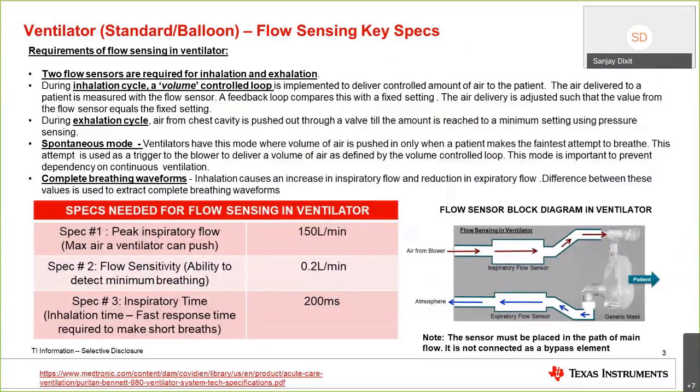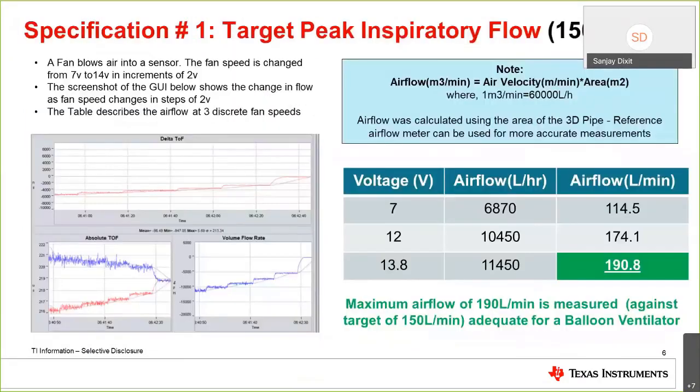So we talk about the specs, and our main spec was peak inspiratory flow. It should be able to measure 150 liters per minute for breathing. So we blew air from a fan into the flow sensor and into the pipe, and we increased the speed in steps. This is the GUI reading of the volume, the flow rate. As you see, we are increasing the fan speed here, and you can see that the flow is actually increasing. At about 13.8 volts from the fan, we measured an airflow of 190.8 liters per minute, which is much better than the 150 liters per minute in the spec. And you can go further. There should not be any problem to do that.